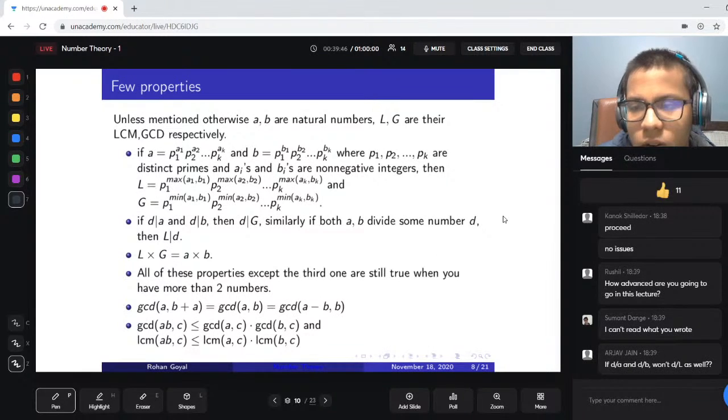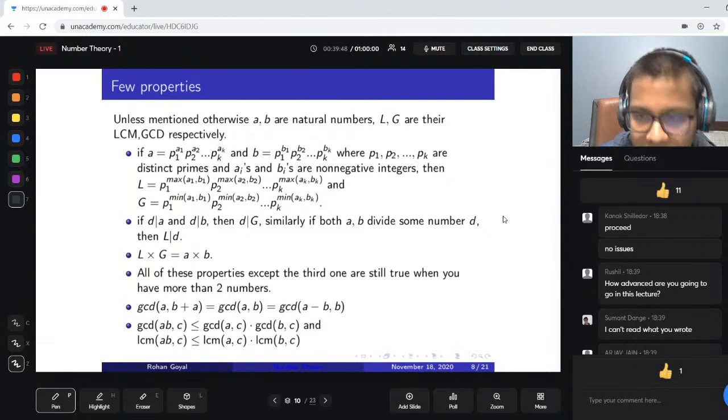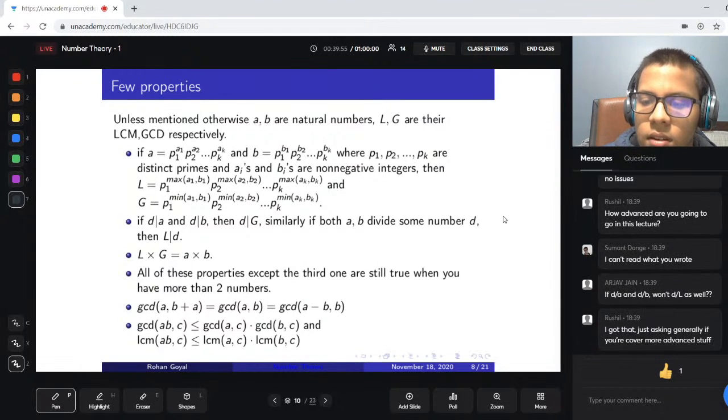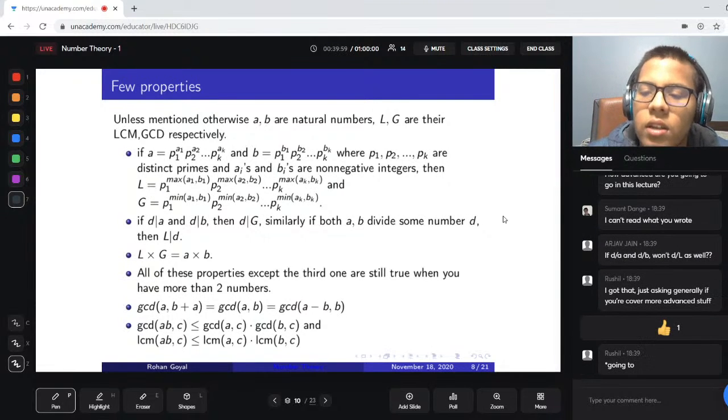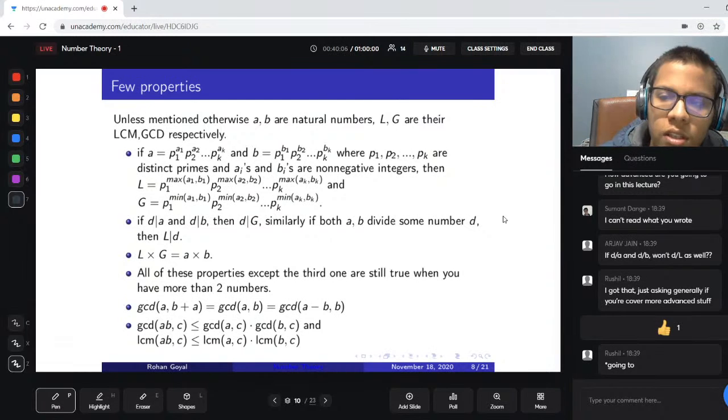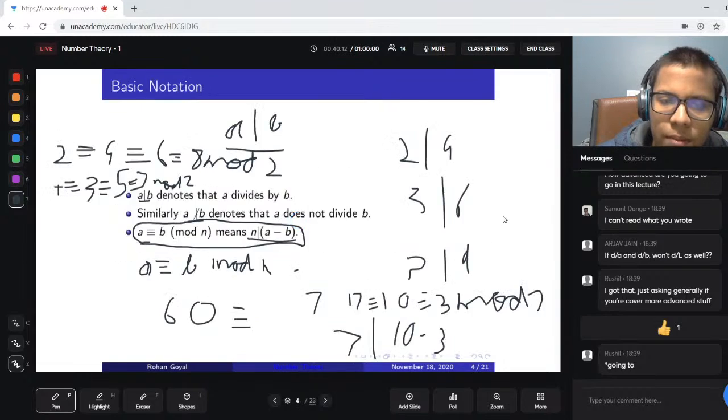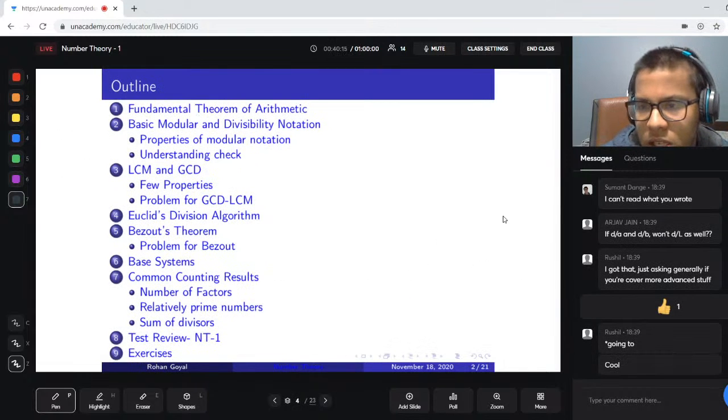Yeah, that is true. If D divides A and D divides B, then D divides the GCD, and D divides the LCM. That's totally true. Nothing wrong with that. I'll not be going very advanced in this lecture, but by the third lecture, I think you may find some interesting stuff. The basics of what I'll be going through in this lecture are given initially, so I think you can just check the PDF.